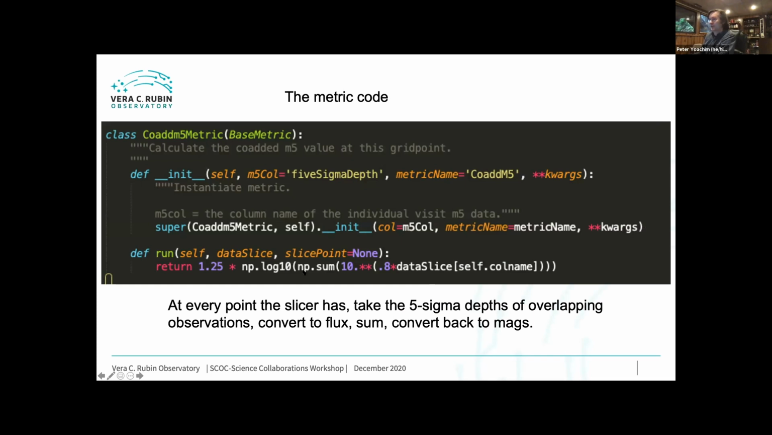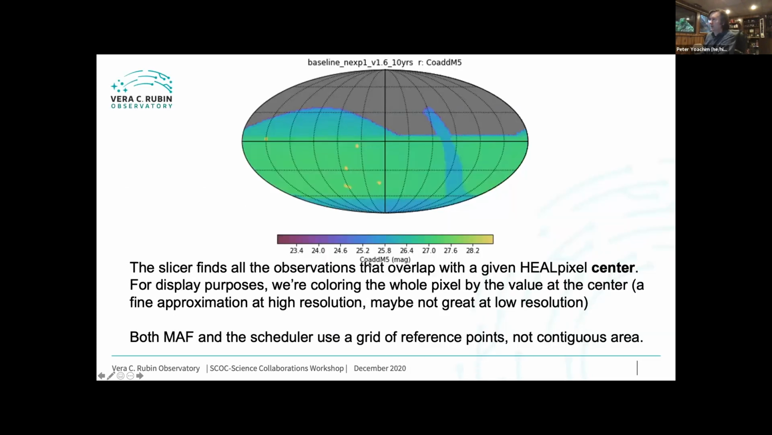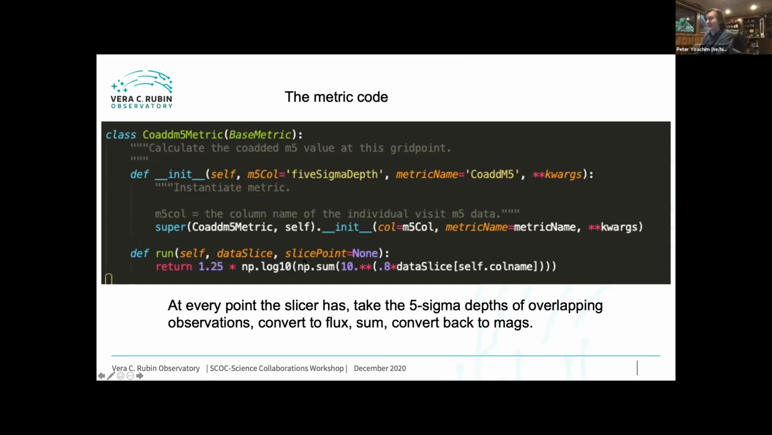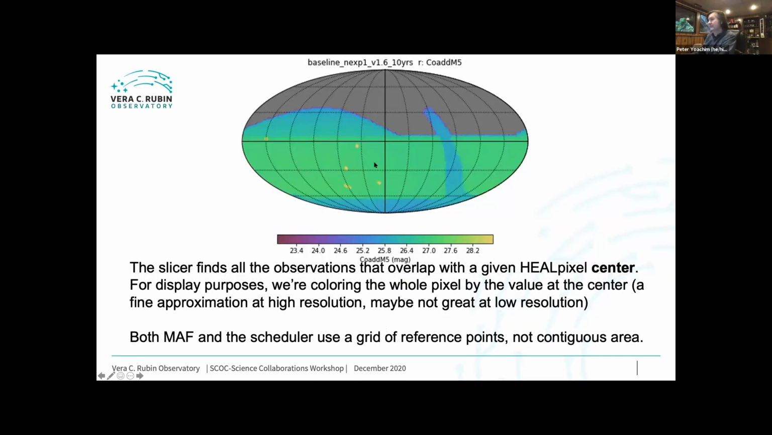But basically, the important thing is, whoop, wrong button, come back. There we go. The important thing is this line down here where I'm saying, take my data slice, that's all the observations that overlap at a point on the sky, and give me the 5 sigma depth, and then do the whole magnitude thing of convert it to flux, sum it, convert it back to magnitudes, and return it. And that gives me the co-added depth at that point. And this will run at every one of the HEALPixels. And obviously you can put much more code in here if you want to do a more complicated analysis at the point. So that's how we generate this map.